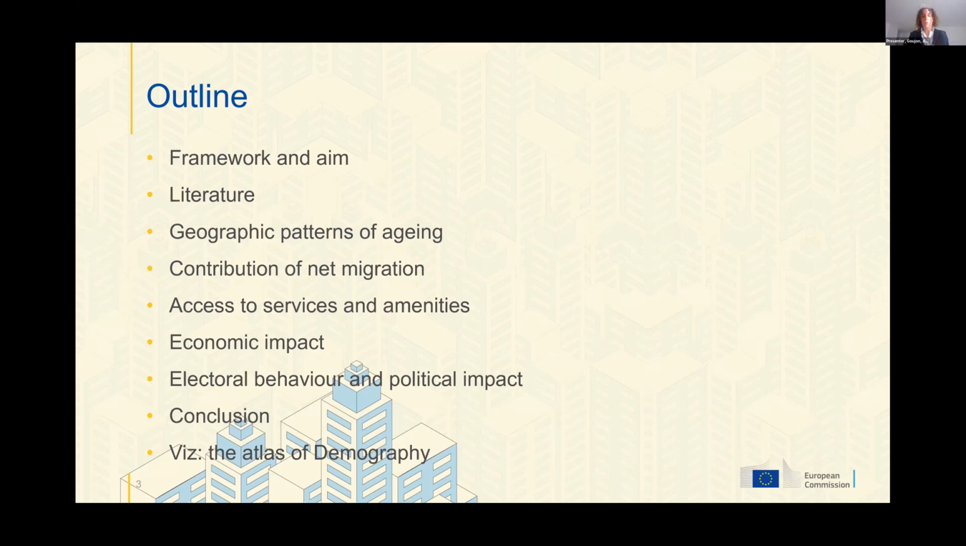And to conclude, if I have some time, since my presentation is quite dense, we will have a look at the Atlas of Demography, a new visualization tool that has been developed here at the GRC.